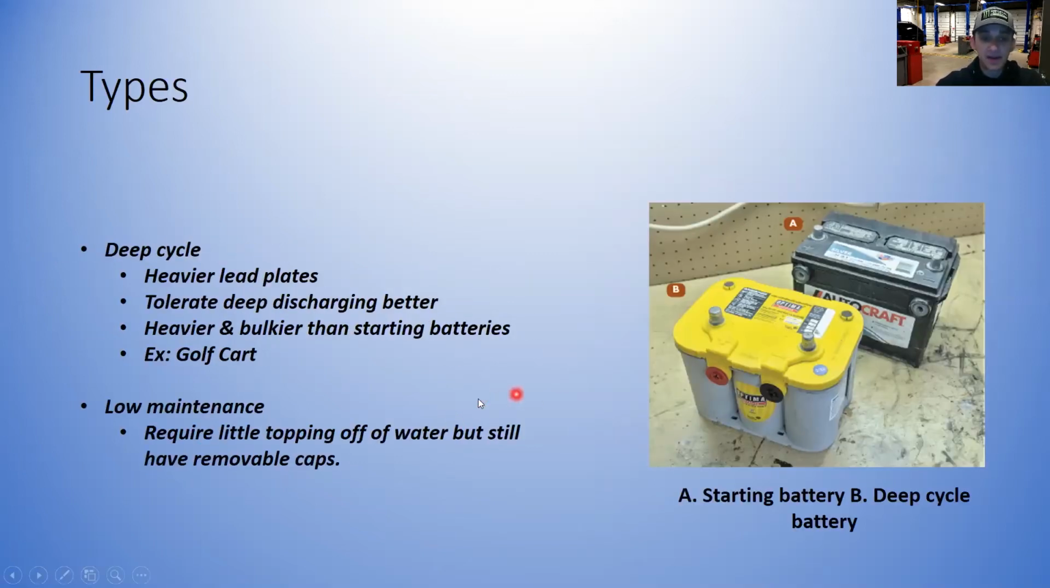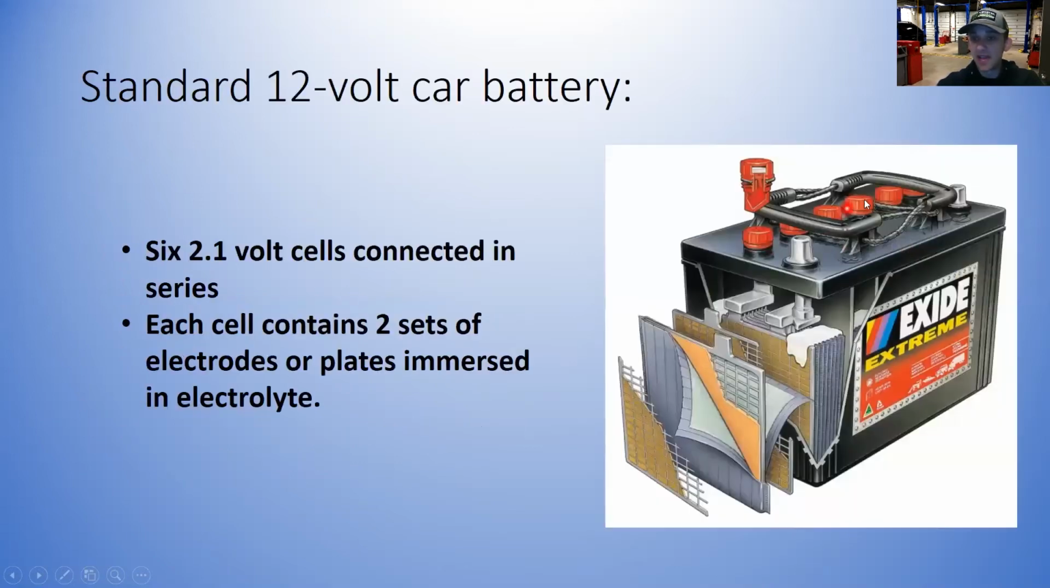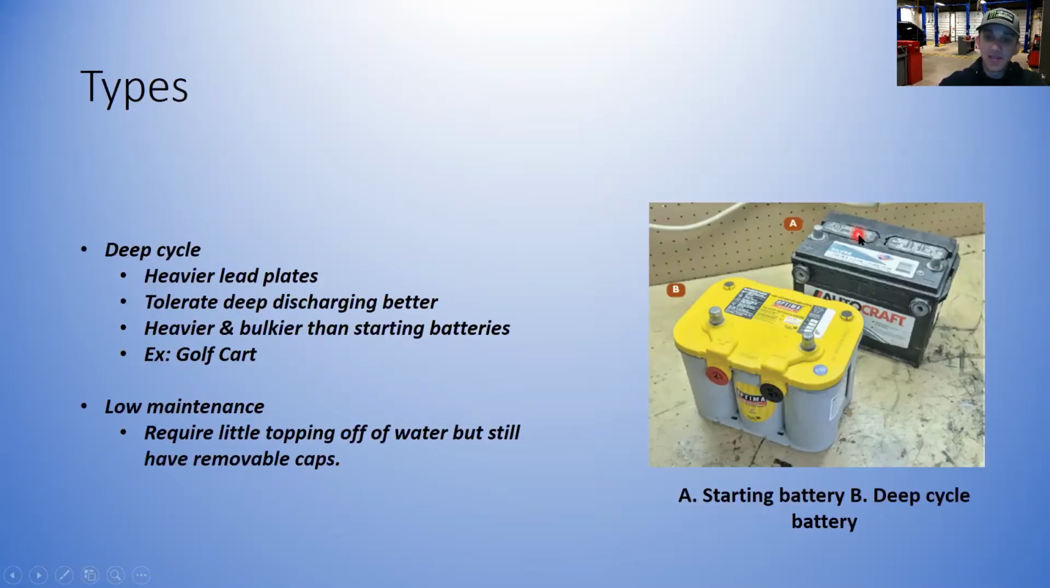A low maintenance battery, you probably hear that term of a low maintenance. They require little topping off, if any, of water, but they do still have removable caps. So you can see right here, these have cap covers you can pull off for each cell. Or they have these style caps on older batteries. But they still have the caps you can take off. You can add water or check the specific gravity using a hydrometer. So there is still the capabilities of doing that, but they need very minimal attention. That's why they call them a low maintenance.